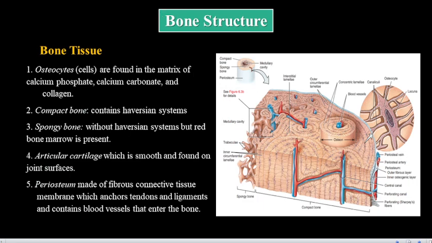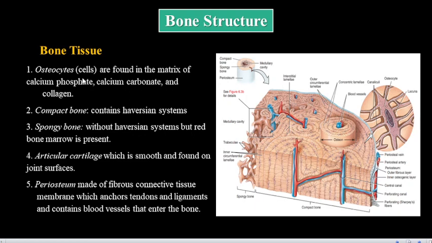Okay, let's go to the bone structure. We have different tissues found inside the bone structure. Number one is your osteocytes. Your osteocytes, class, ito sila ang tinatawag natin na mature bone cells.